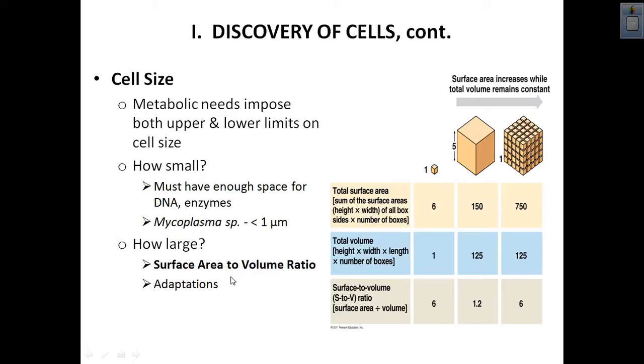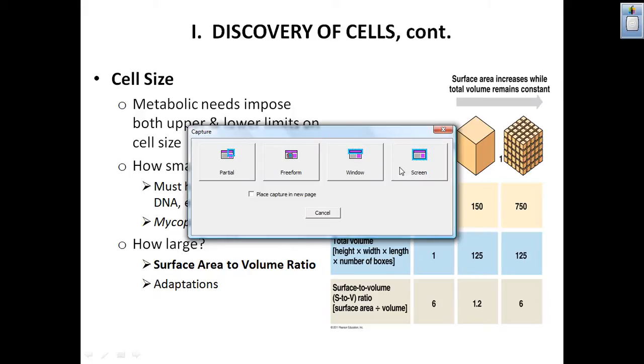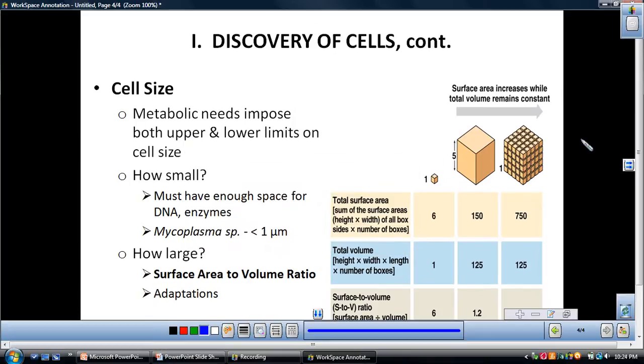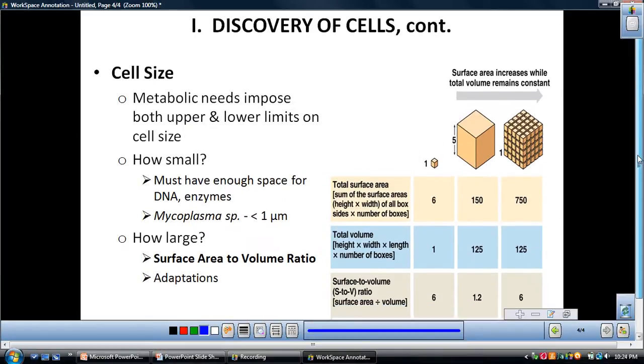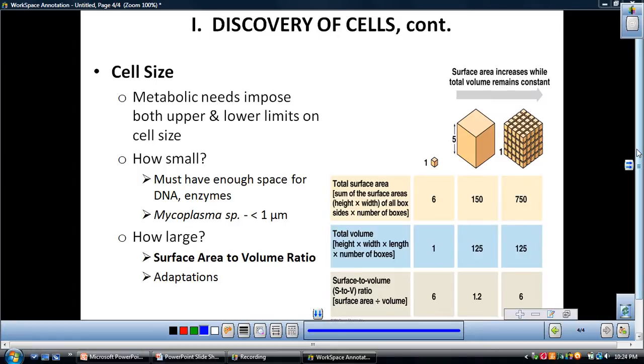Did you ever wonder about the size of cells? Like, do elephants have ginormous cells compared to humans? Hopefully you realize that cells must be small. Doesn't matter whether it's an elephant, a giraffe, a human, a bacteria. The size of a cell must remain small because there are some metabolic needs that impose both upper and lower limits on the size of a cell.